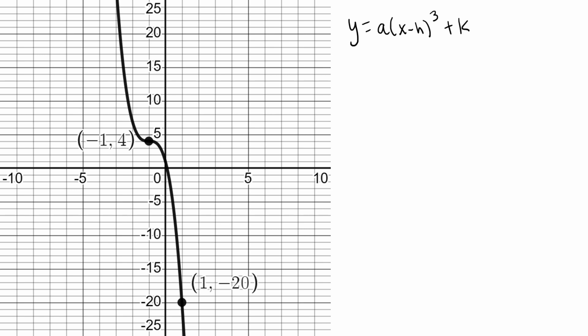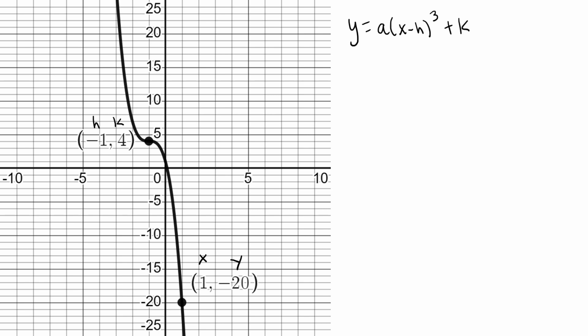On a cubic function, a locator point is the inflection point, which is right here. So that point is labeled as negative 1, 4. So we're going to use negative 1 for h and 4 for k. Now in any function, the x, y values as a point give you any other point on the graph. So in this case, we have another point labeled 1, negative 20, so we'll use that as our x, y values.